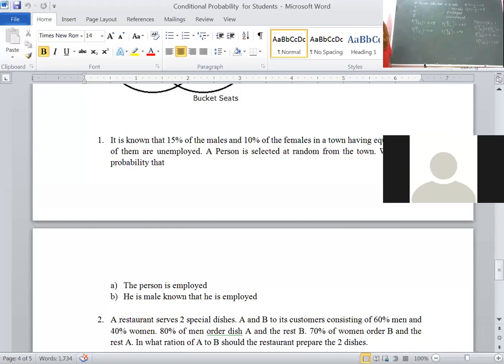Till here, any query, students? Students understood?